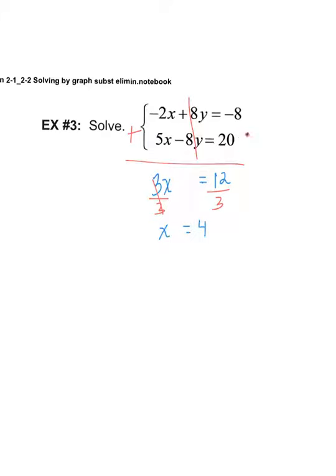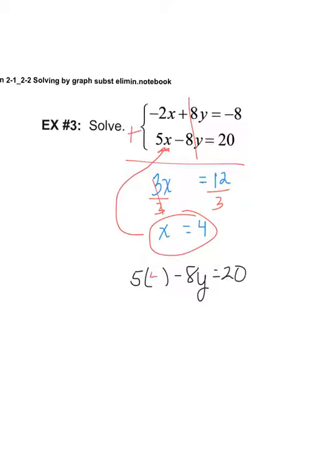I'm probably going to choose this equation just because there's fewer negatives in it. This one has 2 negatives. You know, it's all a matter of preference. So I'm going to take this 4 and I'm going to plug it in here. So here we go. 5 parentheses minus 8y equals 20. And so that 4 is going to go in place of that x. So I end up with 20 minus 8y equals 20.